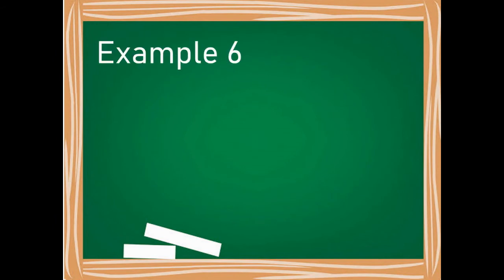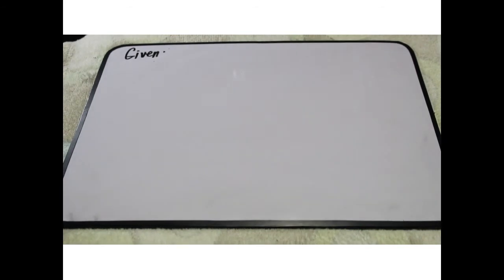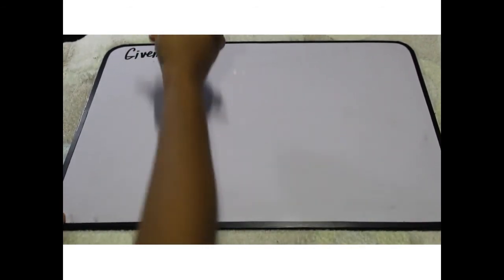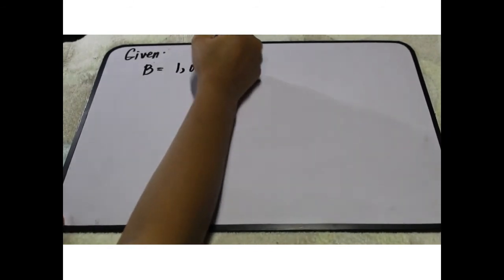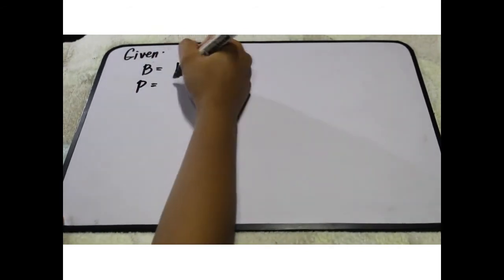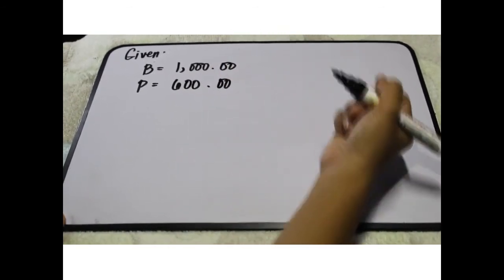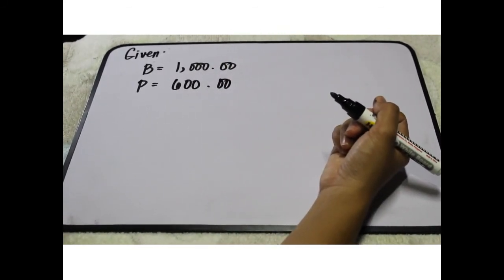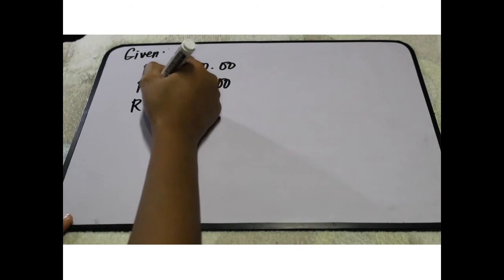For our last example, if the dress is formerly sold at 1,000 pesos and now sold at 600 pesos, by what percent was the former price decreased? For our last problem, our given, we have base is equal to 1,000. Our percentage is equal to 600. Always remember that base is always higher or greater than our percentage, since percentage is only a portion or part of the base. Now we are looking for the rate.